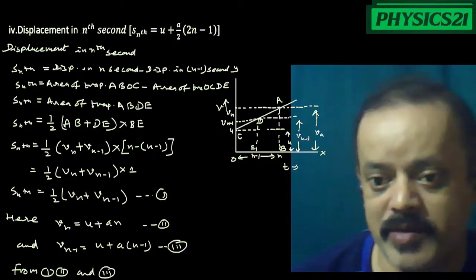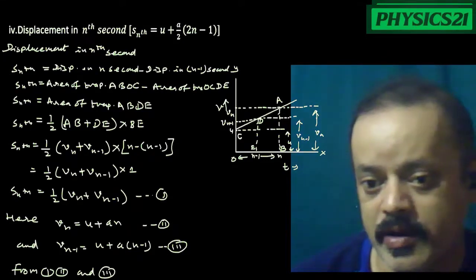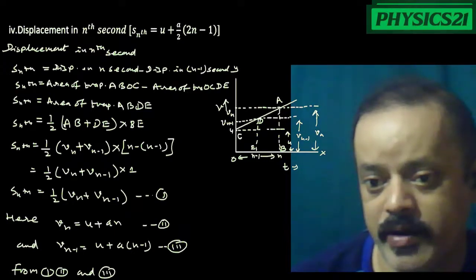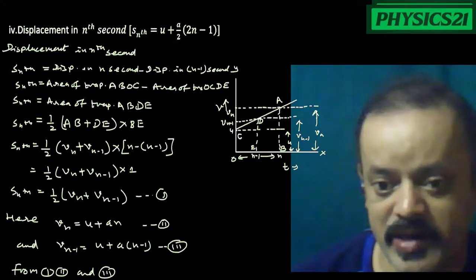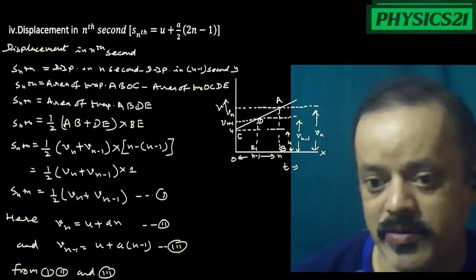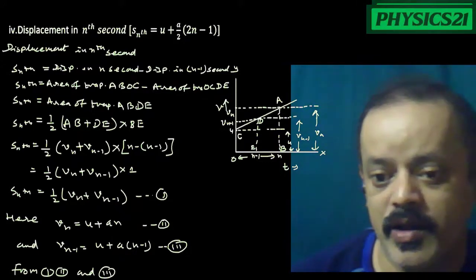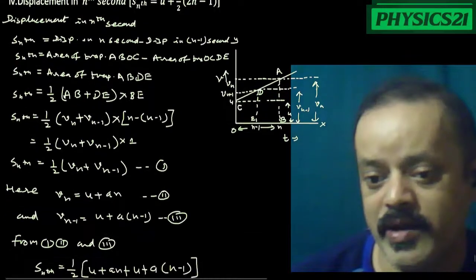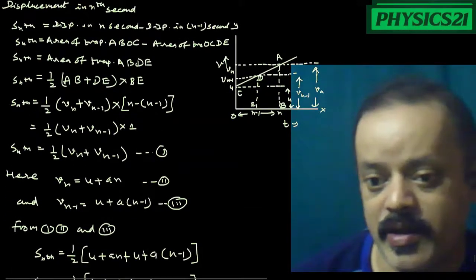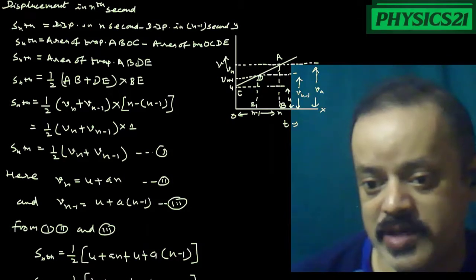Now we will substitute the values. So we get 1/2 (vn plus v(n-1)) multiplied by (n minus (n minus 1)). As we further simplify, we get Sn is equal to 1/2 (vn plus v(n-1)). Now using the first equation of motion, we can find the values of vn and v(n-1), which are vn is equal to u plus an and v(n-1) is equal to u plus a(n minus 1).